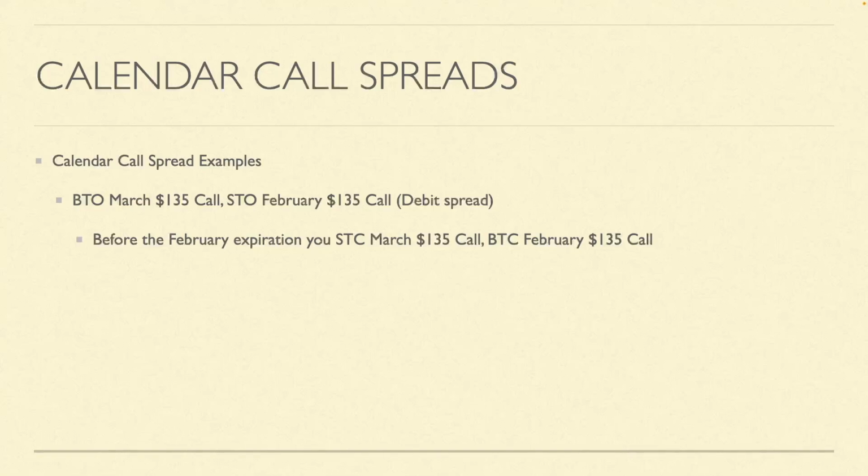Whatever the share price, the intrinsic values will cancel each other out. So basically, you're making money if by February, the March call is worth more than the initial debit to open the position, because that's really what you're selling.